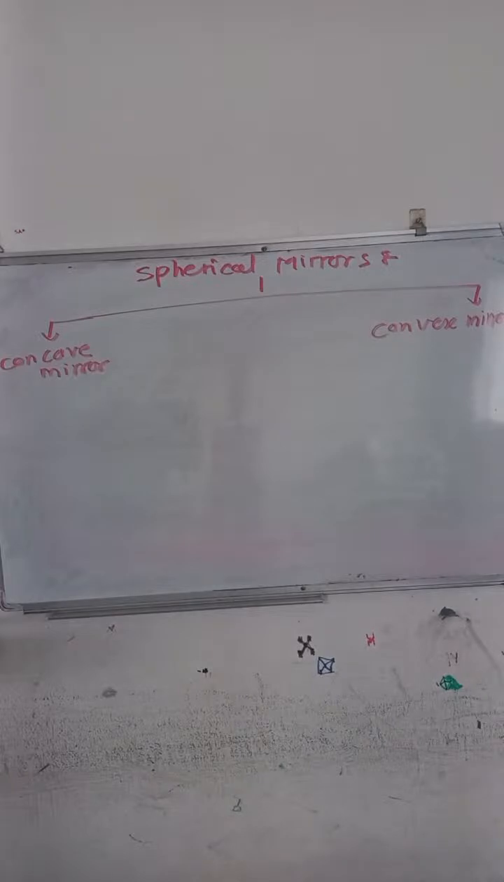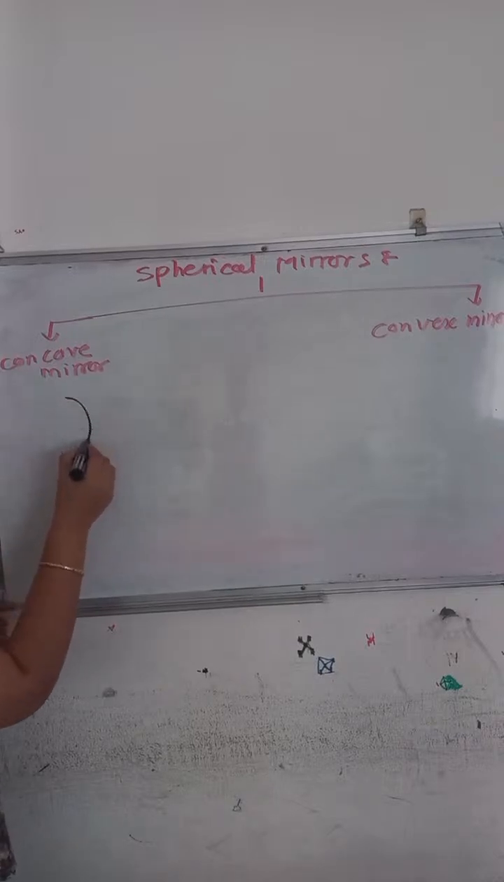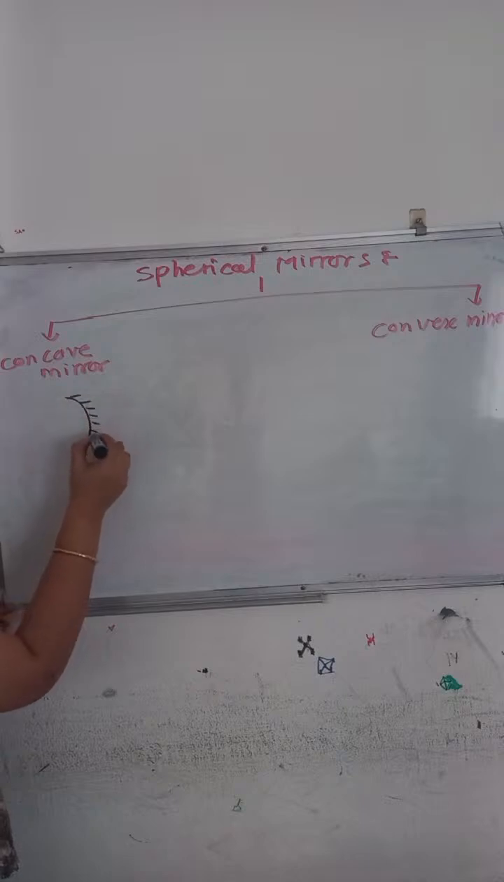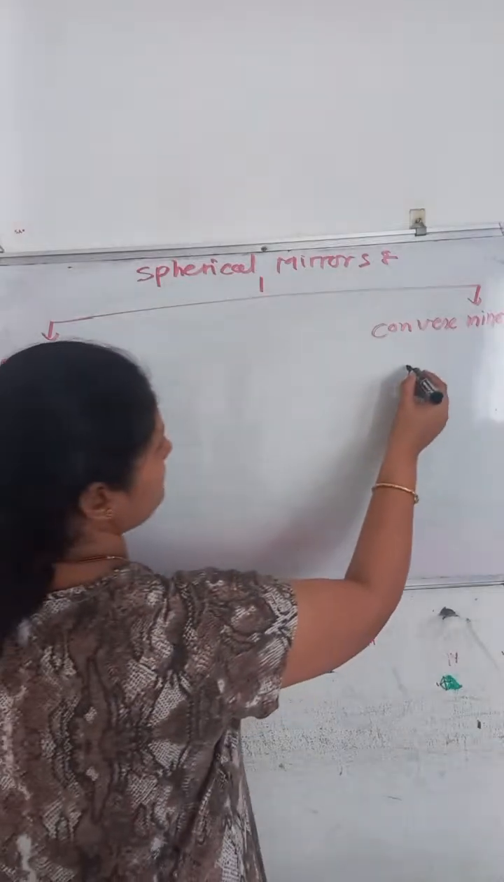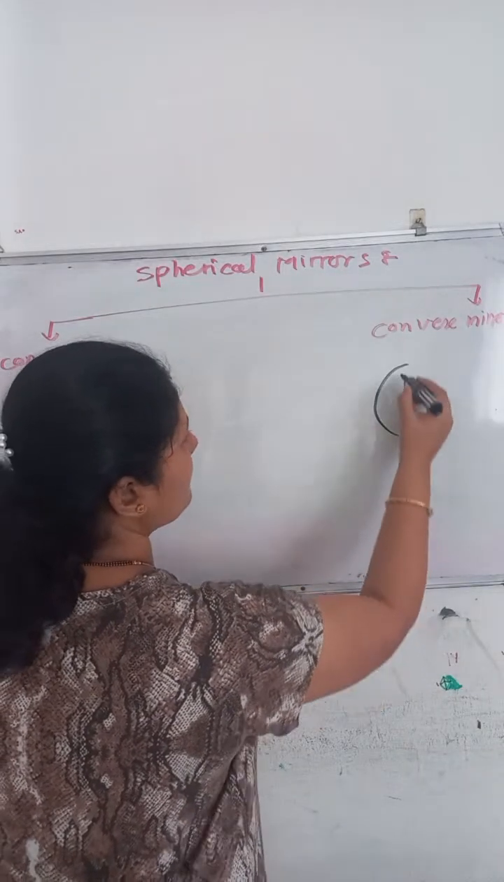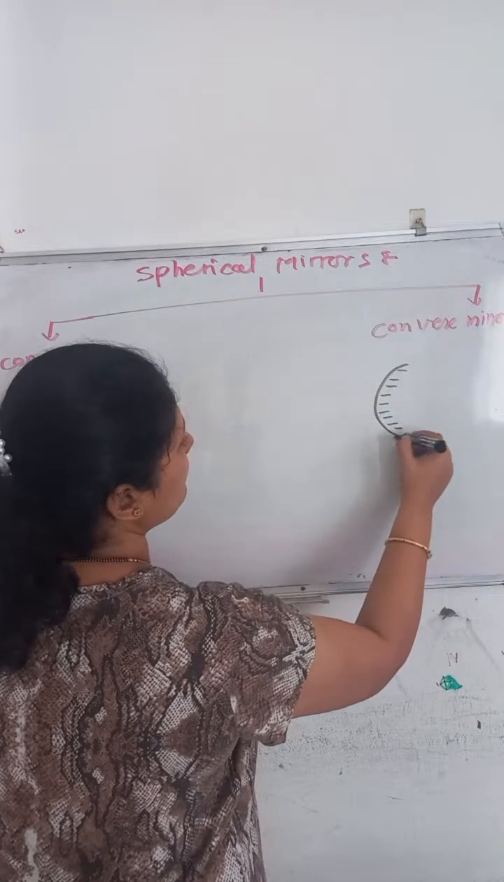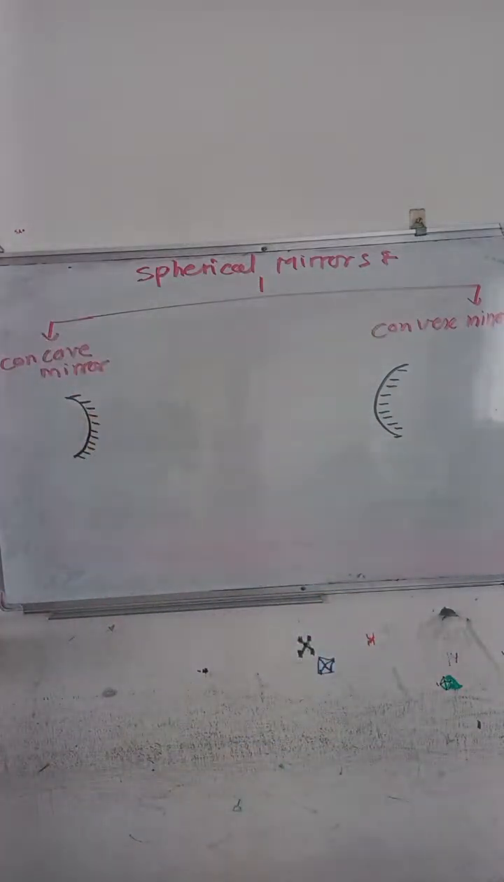Okay, so in concave, how can we draw it? Take another pen. Yeah, this is the concave mirror, and this is the non-reflecting surface. Okay, and the convex mirror is here. This is the non-reflecting surface. Understood? So these are nothing but the concave and convex mirrors.